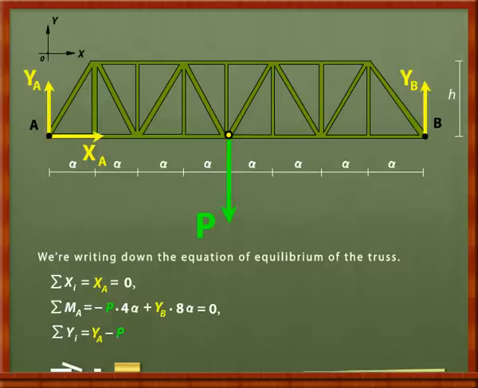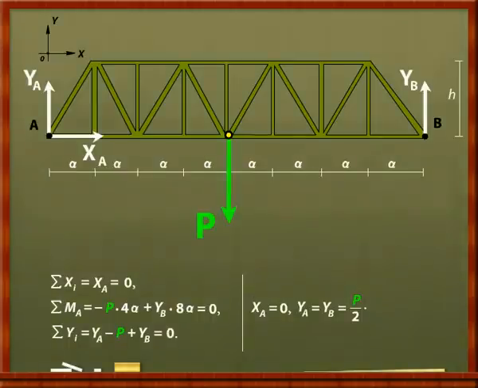minus P plus YB equals zero. We're solving the system of equations and find XA equals zero, YA equals YB equals P divided by 2. It was to be expected. Symmetrically applied vertical load has been allocated equally on the supports.